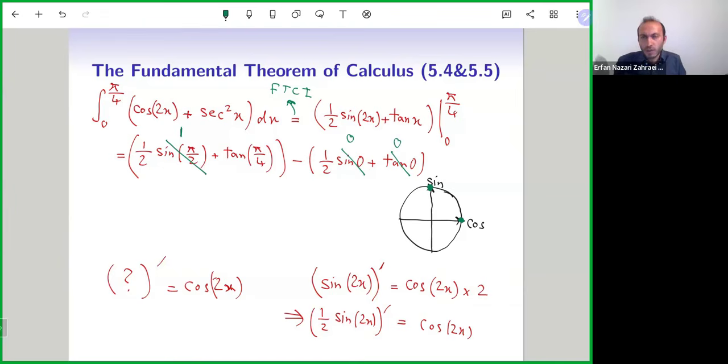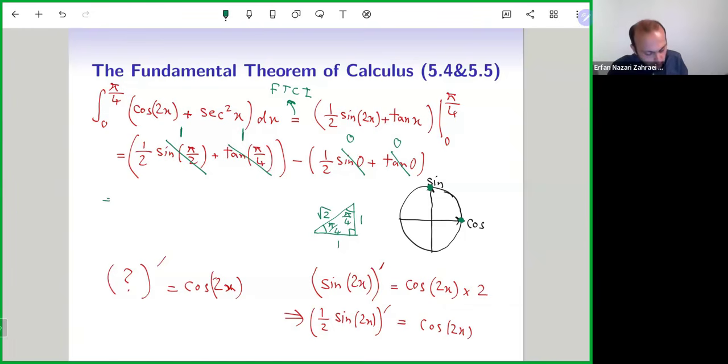Pi over 4 is 45 degrees, and I should read it from the special triangle, a special triangle that you should already know or have memorized. One of them is this triangle: 45 degrees, 45 degrees, 90 degrees. Tangent is opposite over adjacent, so it's 1 over 1, which is 1. So tangent pi over 4 is 1.